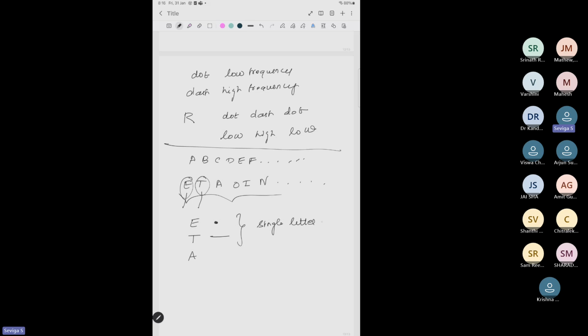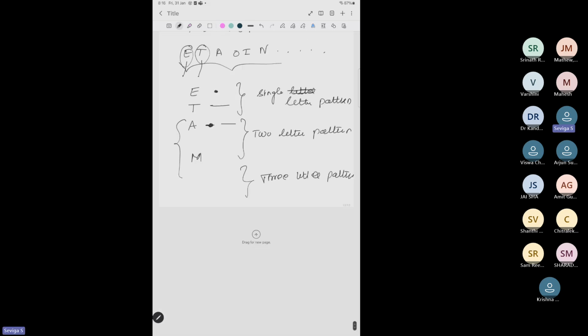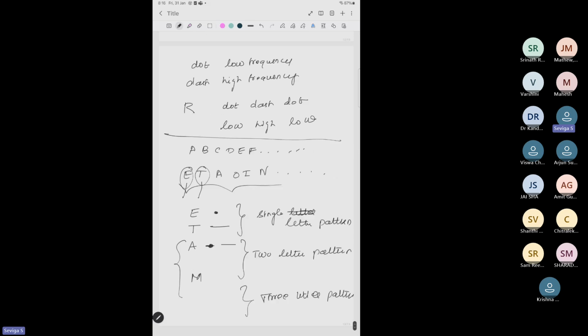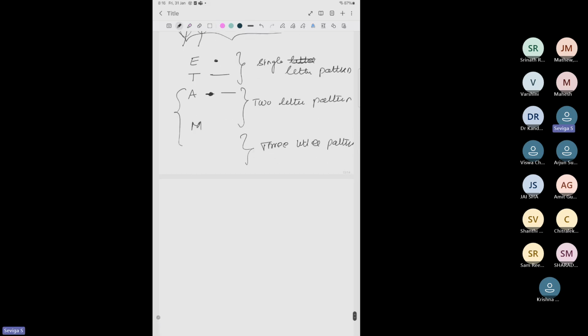So these are single letter patterns. Next, A is given as a dot and a dash. From A till M, they use a two letter pattern, followed by that, they have a three letter pattern. So this is how they have framed the Morse code. They are following the letter frequency table to develop it. Just a little bit of history.